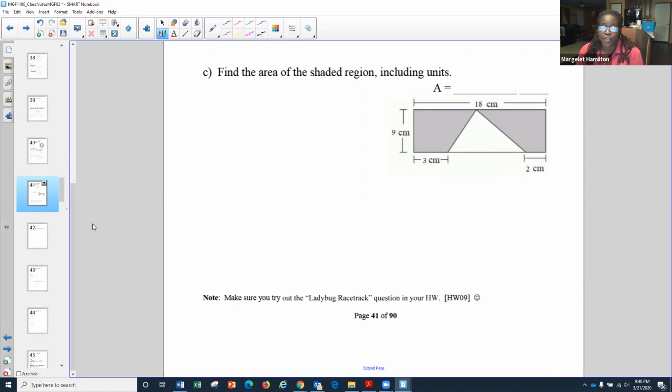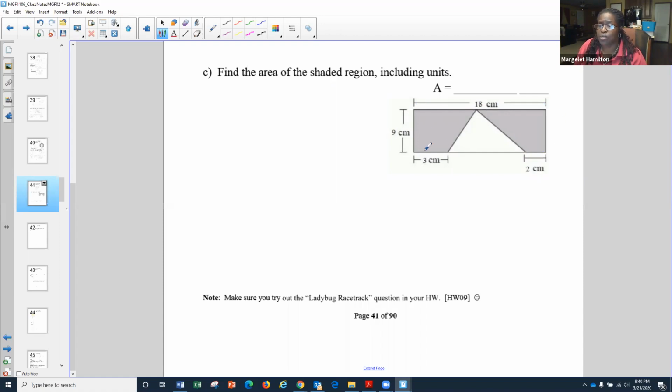Looking at C, finishing up. It says find the area of the shaded region again, including the units. Now look at what they give you now. Analyze your picture, making sure you've got the right dimensions. All the dimensions are the same: centimeters, centimeters, centimeters, centimeters. Okay, that looks good. Now let's identify what figures we're talking about. Look at it. You should see the big picture. Always look at the big picture. I see a rectangle for sure. A rectangle that has a triangle cut out.